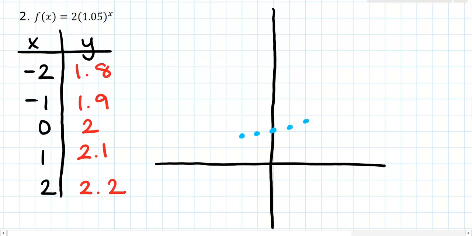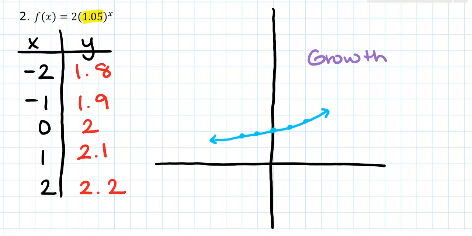So if it helps you, you could always go and add more points if you weren't sure what's happening. But I'm starting to see it is slowly going up. On the right side, it's going to eventually start to shoot up. And down here on the left side, as it goes more to the left, it's going to get closer and closer to the y-axis. So did you guys say this was growth or decay? Growth. And again, if you look at that number that's raised to the exponent, that 1.05, that's bigger than 1. Just barely, but it is bigger than 1. And so that's what makes it become a growth function.